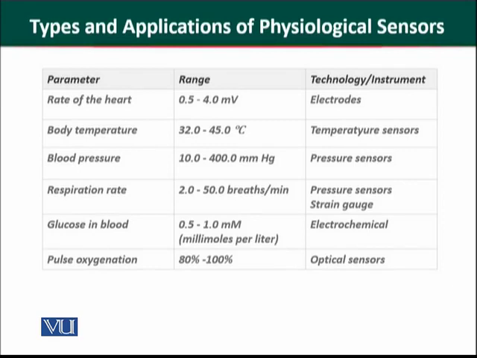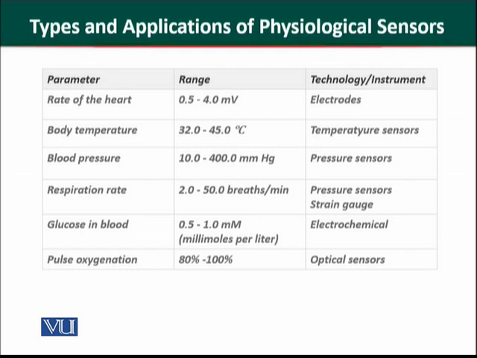First of them is the heart rate. Rate of heart is determined by using different electrodes, because during the pumping of our heart, the heart muscles produce electricity. This electricity is measured by the electrode. The second important vital sign is the body temperature. The change in the body temperature is measured by the temperature sensor.